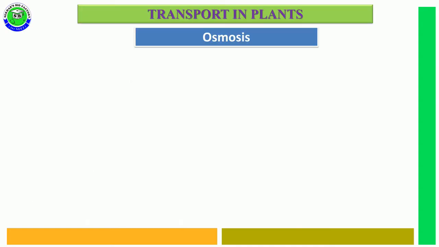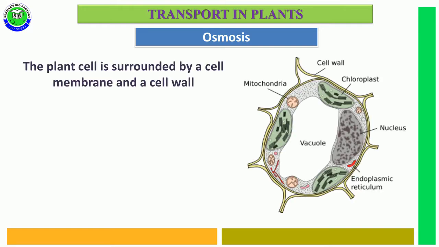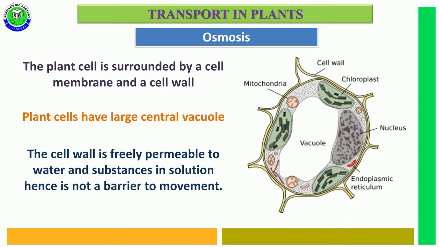In this video, I am going to explain one of the topics in transport in plants. It is osmosis and its experiments. In the structure of a plant cell, it is surrounded by the plasma membrane along with a cell wall. Inside the plant cell, there is a large central vacuole. The presence of a cell wall and a large central vacuole is the main characteristic feature of a plant cell.